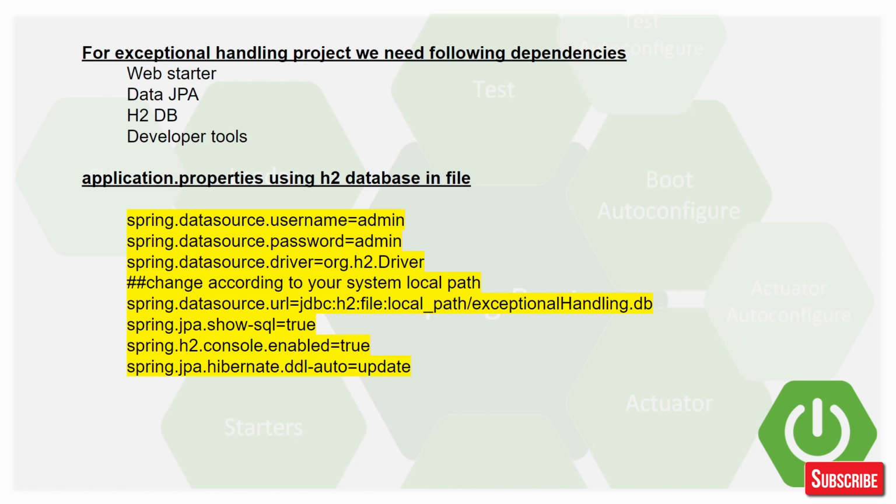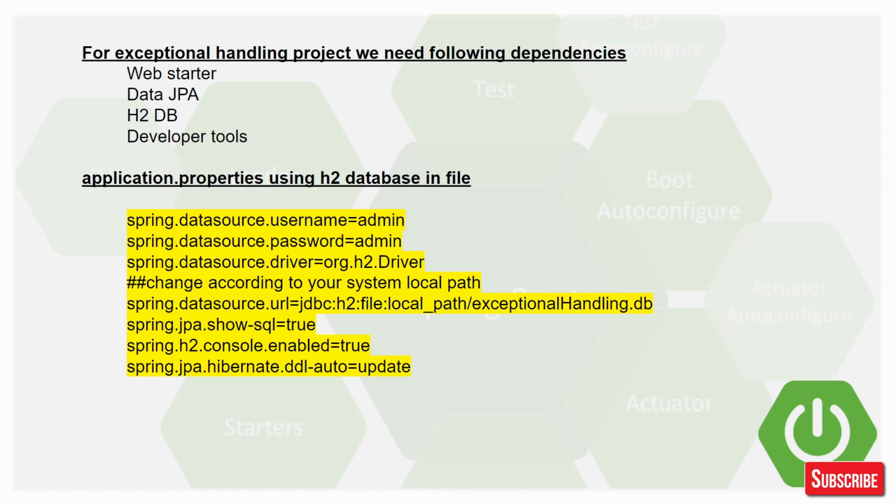In application.properties, using the H2 database, these are the things you have to take care of. Username admin, password admin, anything you can keep. Use the same when you connect to your H2 database. The driver is very simple, this is the static thing. Now you have to take care of the data source URL. Here you can see I am not using memory. I am using a file and I have given a local path. Whatever path corresponds to your local system, you give that path, and the name of the database, something like abc.db, with the extension db.